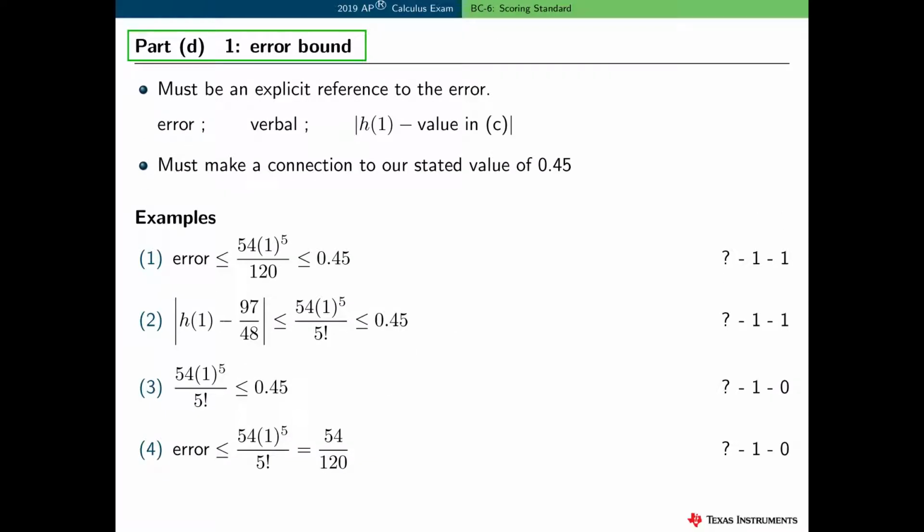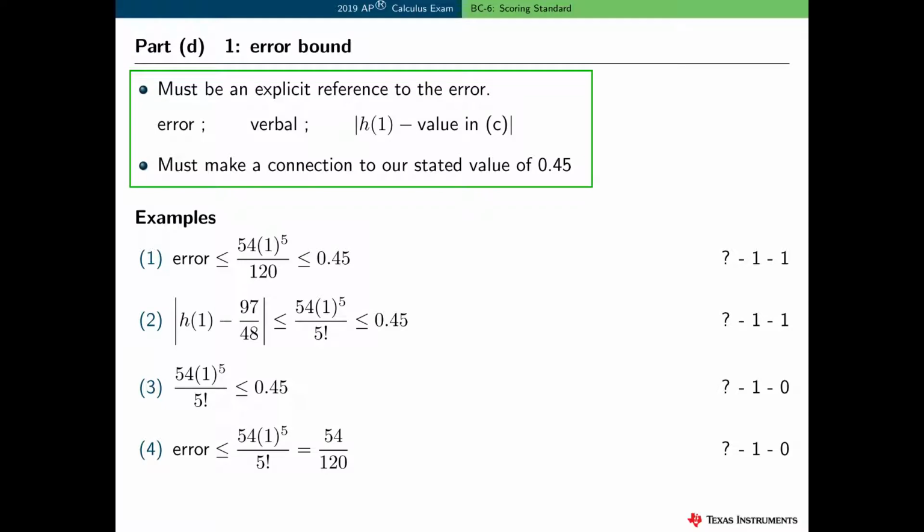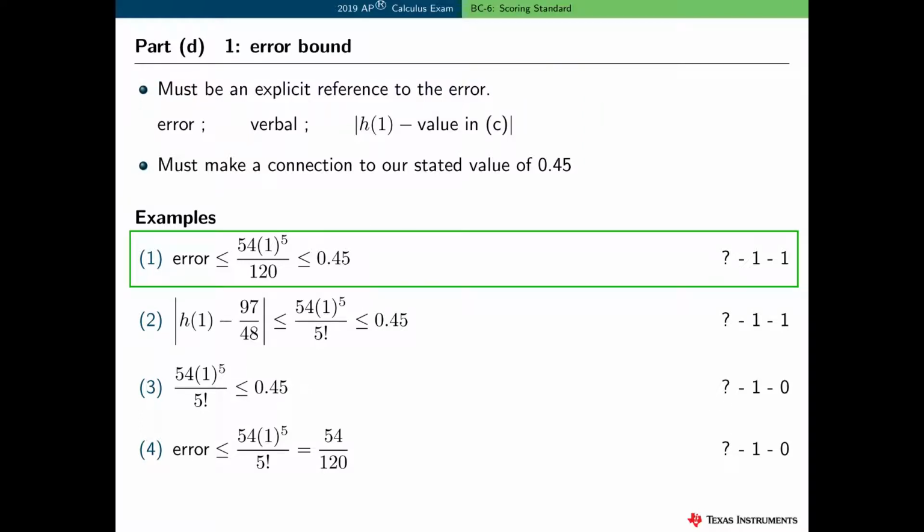The third point in Part D was for demonstrating the error bound. Now, there must be an explicit reference to the error. The reference can be the word error, or it can be conveyed in another way verbally or in symbols. But the student must make a connection between the error bound and our stated value of 0.45. Here are some example student responses, focusing on the third point and how each was scored.